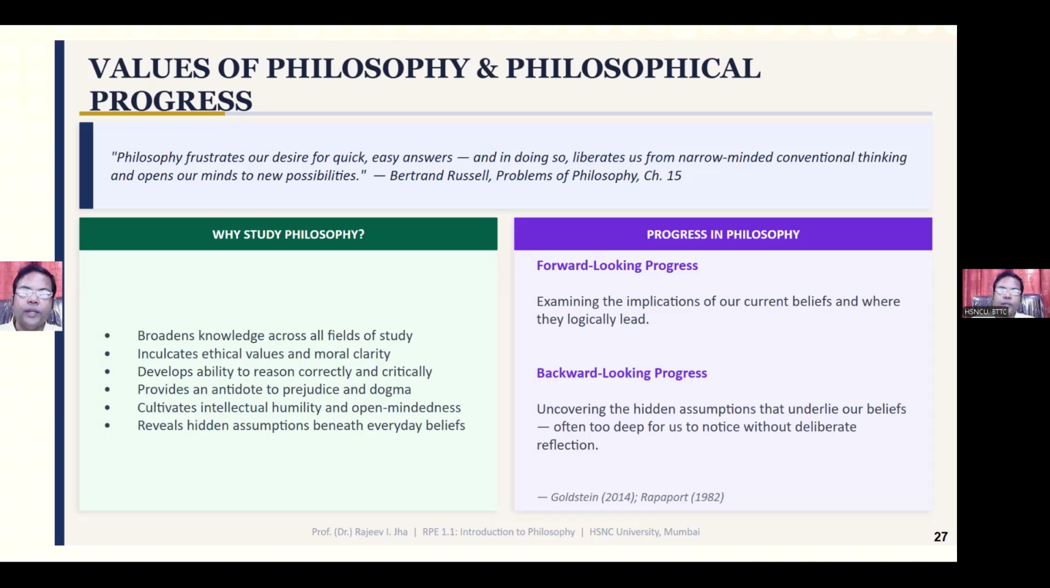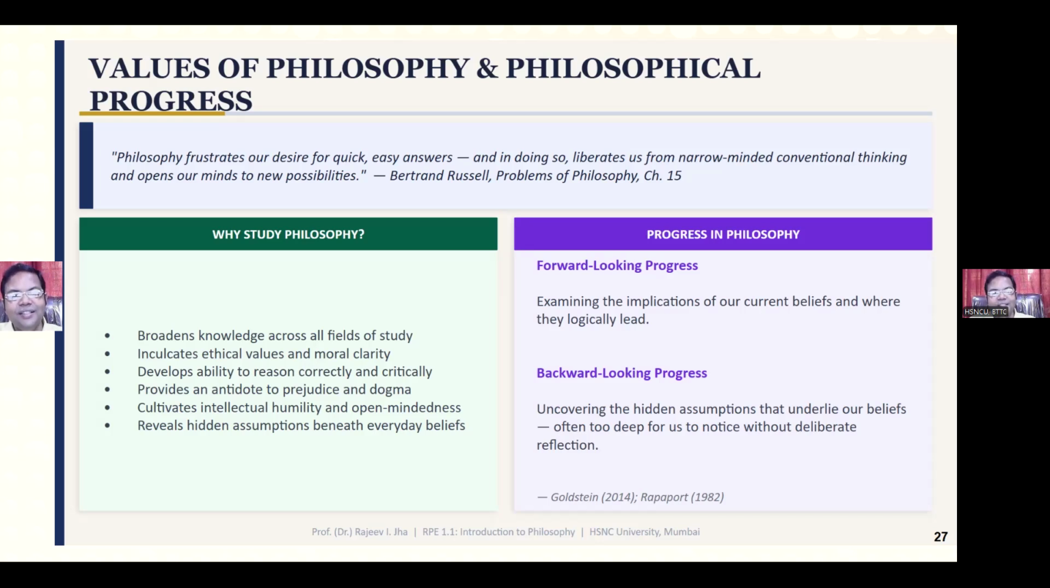What does philosophical progress look like? Goldstein argues it consists in bringing to light the covert preassumptions that burrow deep into our thinking, too deep for us to be aware of them. And Rappaport adds two directions: forward-looking progress and backward-looking progress. Forward-looking progress examines the implications of our current beliefs. Backward-looking progress uncovers the assumptions beneath them.